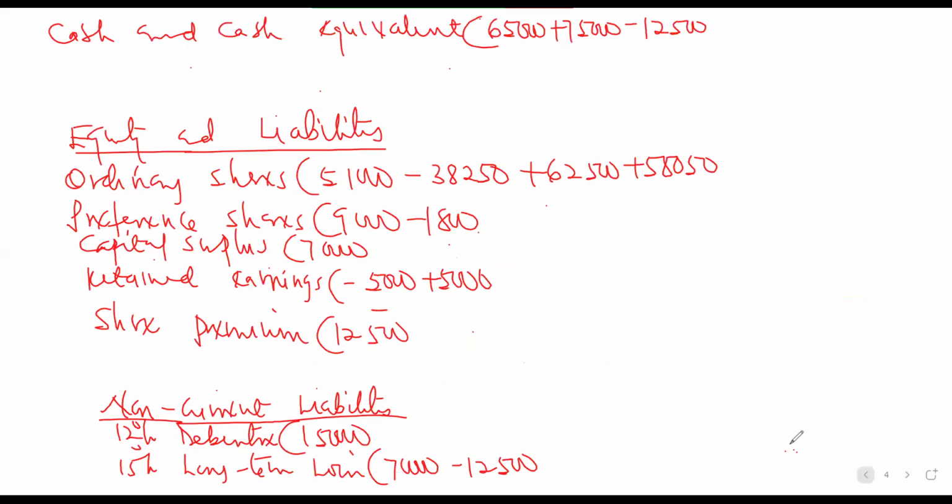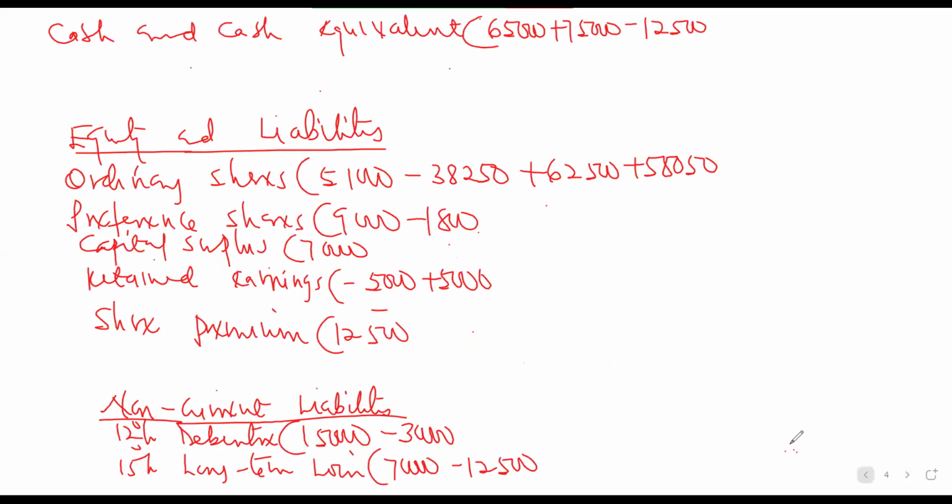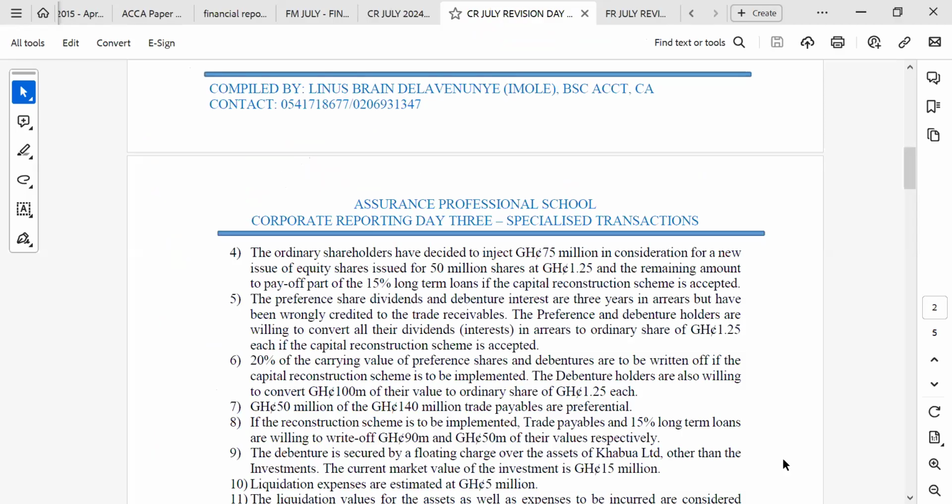The debentures will also be written off by 20%. So what is the value of the debentures? 0.2 multiplied by 150,000. They are writing off 30,000. So that will also be, these are owings. So if these people are forgiving us, that is like a debt forgiveness. So preference shares, debentures will be 30,000. Is that correct? All right. So what are they saying again about the debentures? So the value that we are going to be owing them will be 120.